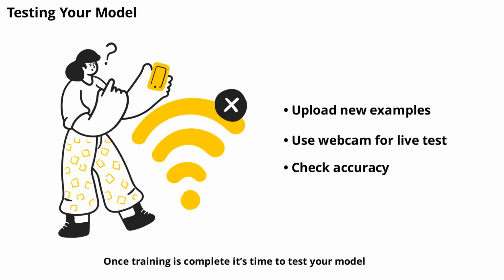Once training is complete, it's time to test your model. Teachable Machine lets you upload new examples or use your webcam to see how well the model recognizes different classes. Try a variety of inputs to check its accuracy. If the model makes mistakes, don't worry. This is normal. Testing helps you understand your model's strengths and weaknesses and guides you in making improvements.